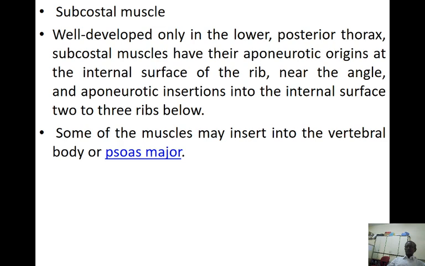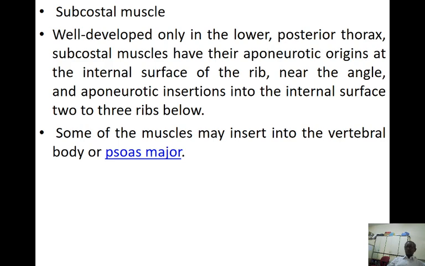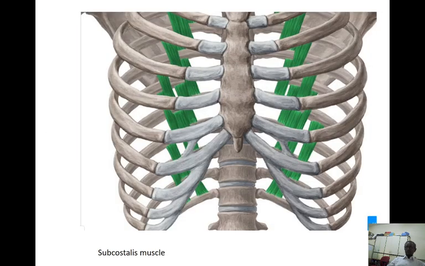Some of the muscles may insert into the vertebral body or psoas muscle. So there is the subcostal muscle we are showing, getting its origin from the internal surface of the ribs above and going 2 to 3 ribs below and getting inserted into the internal surface of the ribs below. And sometimes they may be inserted into the vertebral body or psoas muscle.